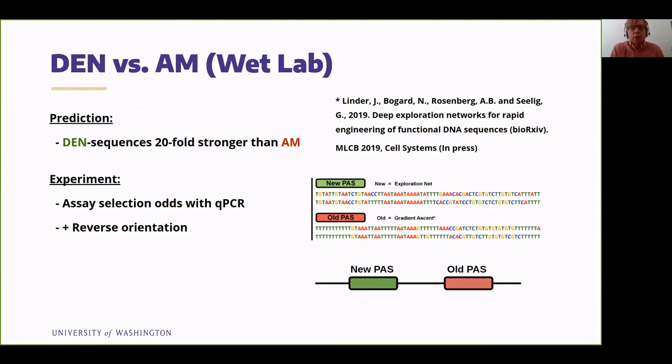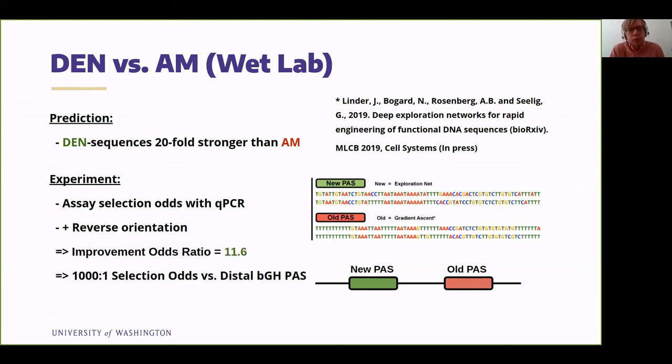And we measured both orientations, where either the DEN signal or the AM signal is the proximal signal. This allows us to come up with an improvement odds ratio of how much more preferred the new DEN generated signal is compared to the old AM signal. And so the improvement odds ratio was measured to be on average 11.6. So not 20, but still fairly high.